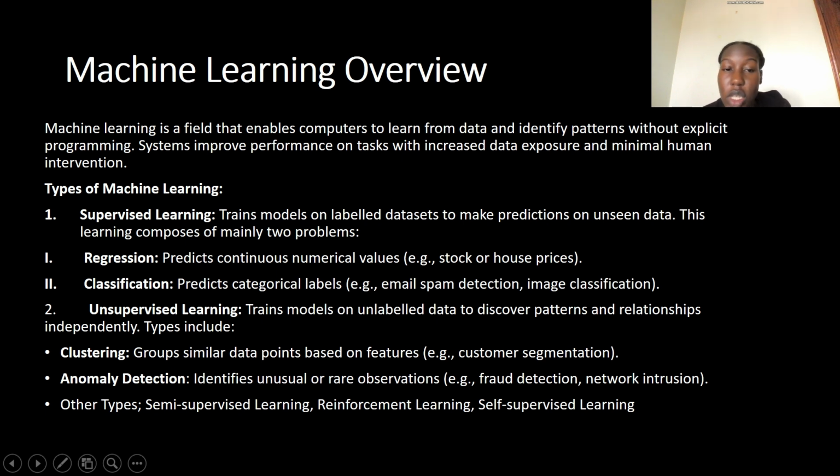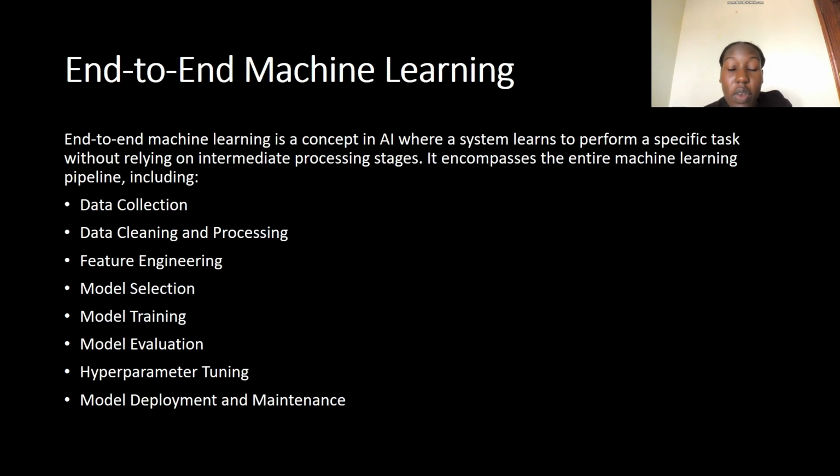Moving on to end-to-end machine learning, it is a concept in the field of artificial intelligence whereby a system learns to perform a specific task without relying on intermediate stages of processing or feature engineering. It focuses mainly on the end-to-end machine learning pipeline, which covers all steps involved in building, deploying, and maintaining machine learning models. The machine learning pipeline steps include data collection, data cleaning, data processing, feature engineering, model selection, model training, model evaluation, hyperparameter tuning, model deployment, and maintenance.